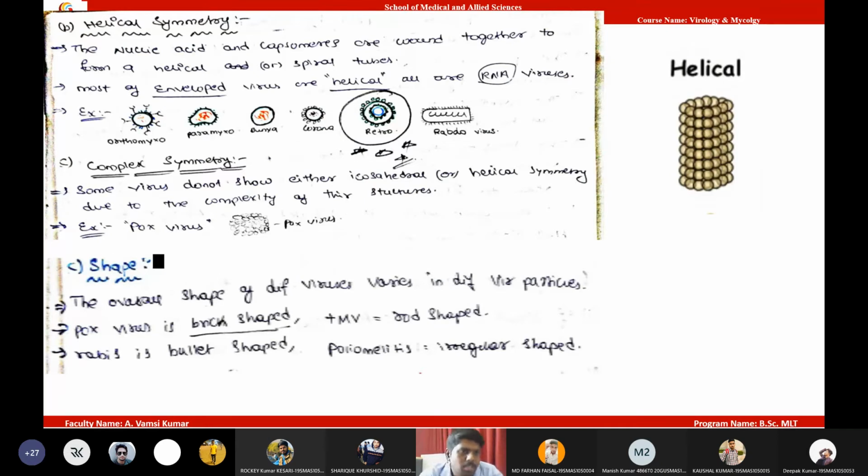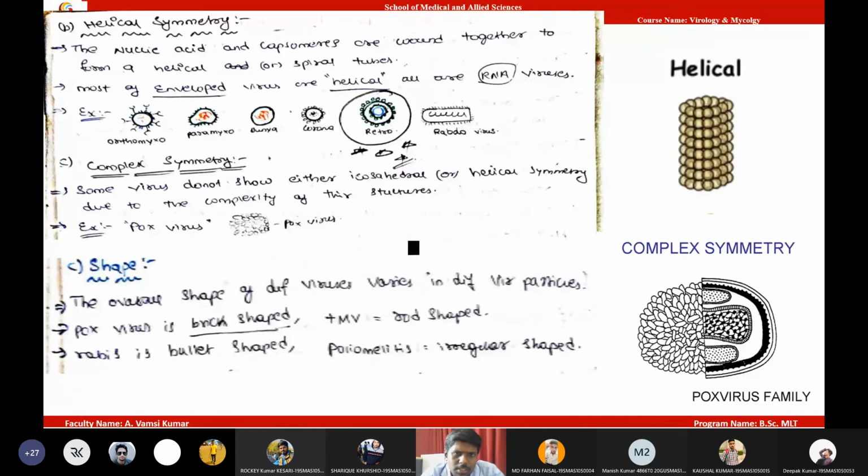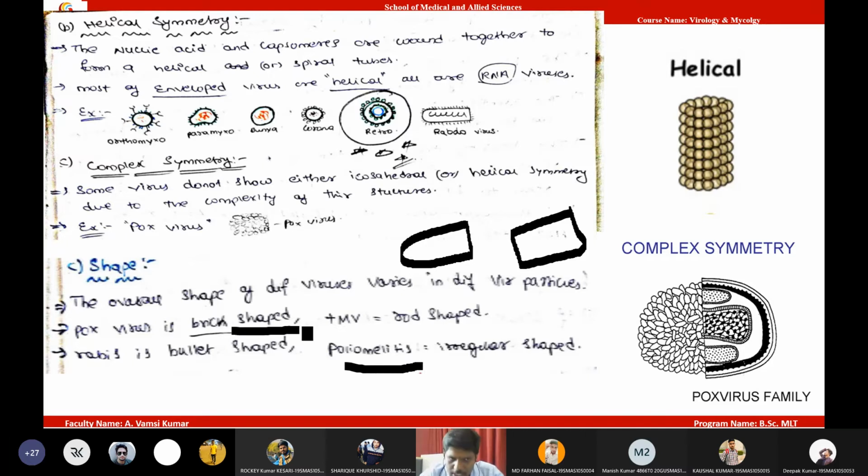Then coming to the shape, shape means the overall shape of the virus. There are a few viruses that look like a bullet. Those viruses are called rhabdoviruses. The best example is the rabies virus. The rabies virus looks like a bullet, which is why it is called a rhabdovirus. And then there are viruses that look like a brick. That is the pox virus. So the bullet-shaped virus is rabies, whereas the brick-shaped virus is the pox virus.